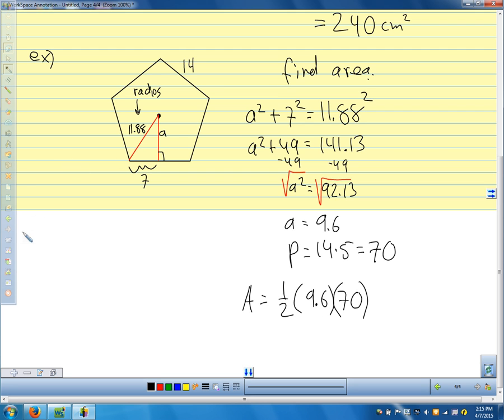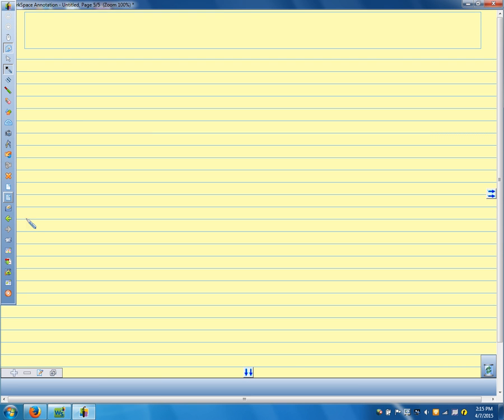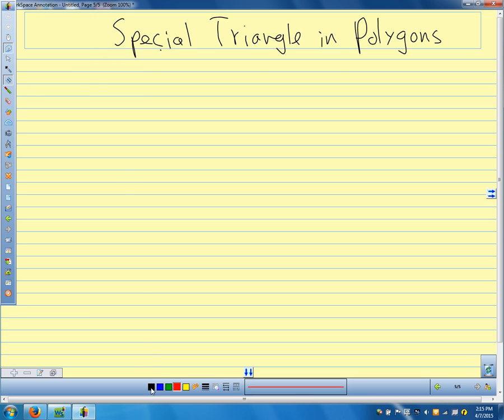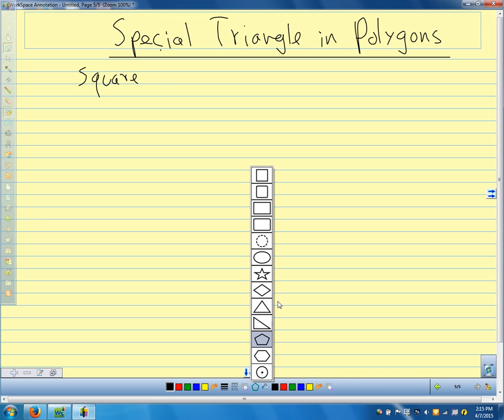All right. Well, some of our polygons, because of the way the angles work, we end up with special triangles in our polygons. So we're going to talk about three different cases where we end up with special triangles in our polygons. First one is a square. And I'm going to draw a couple of pictures of squares here. Square is a polygon.